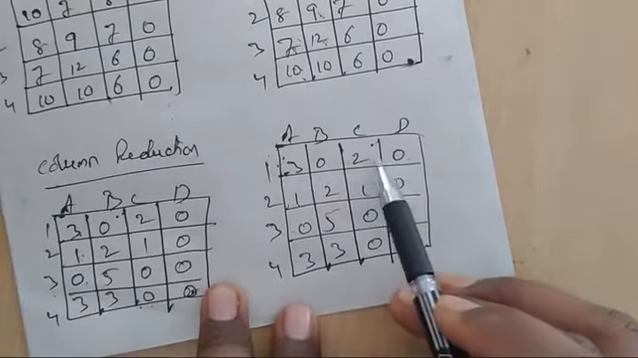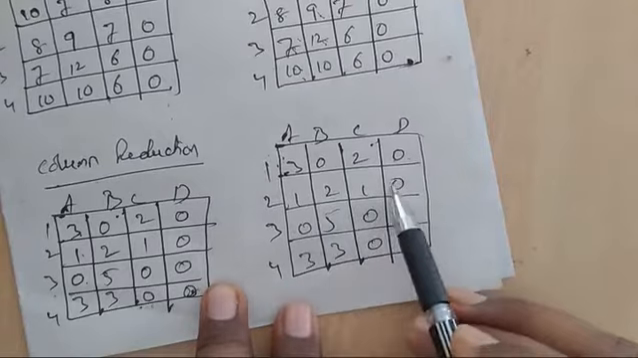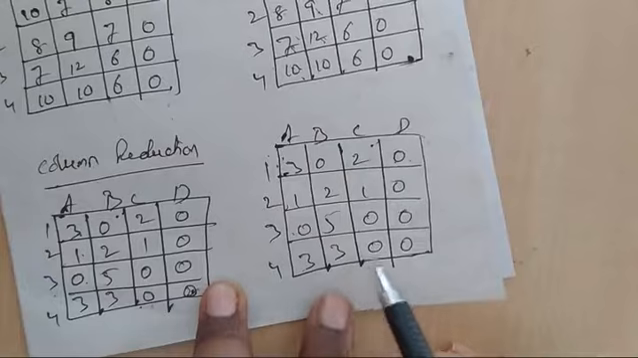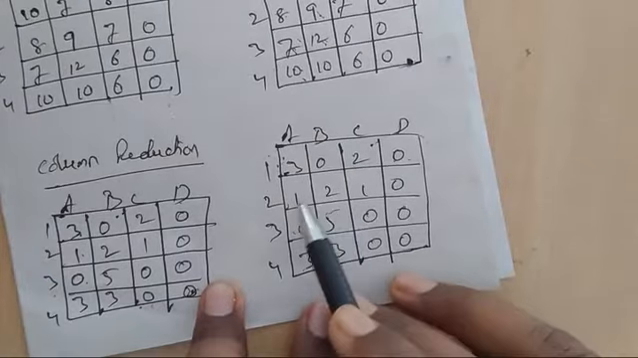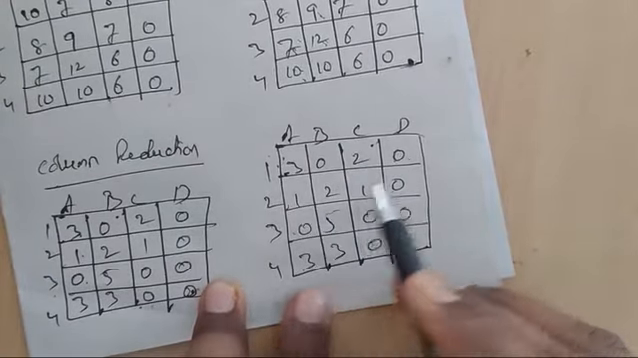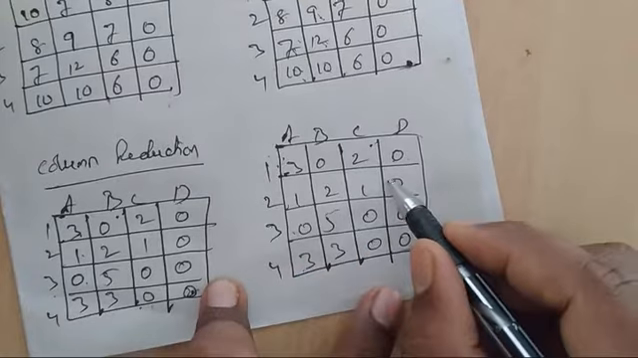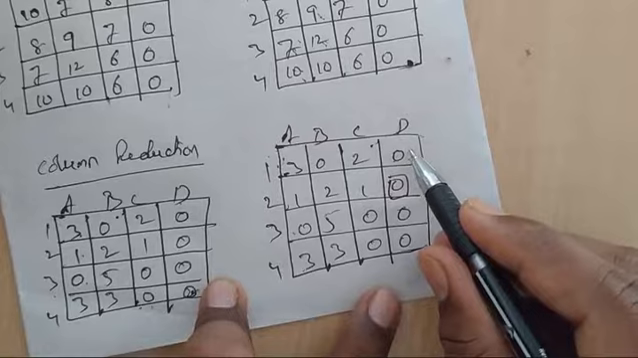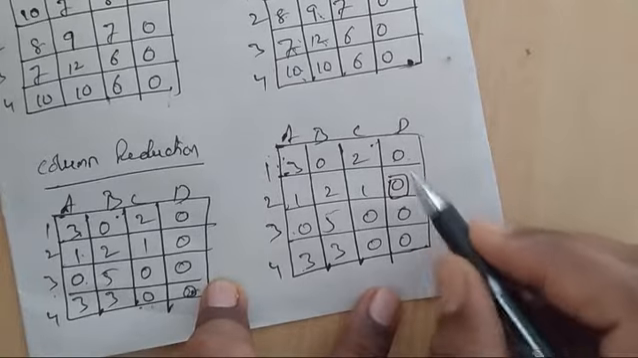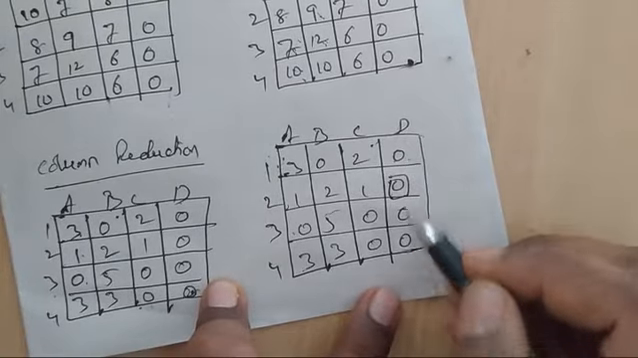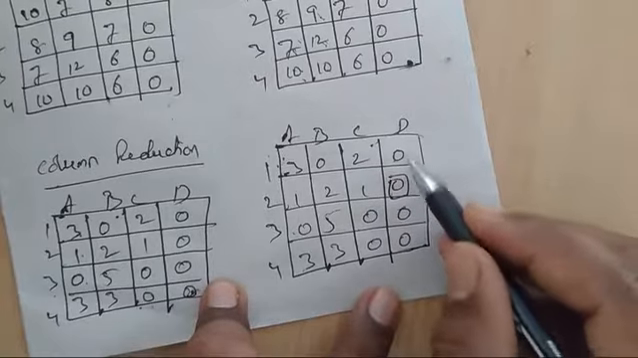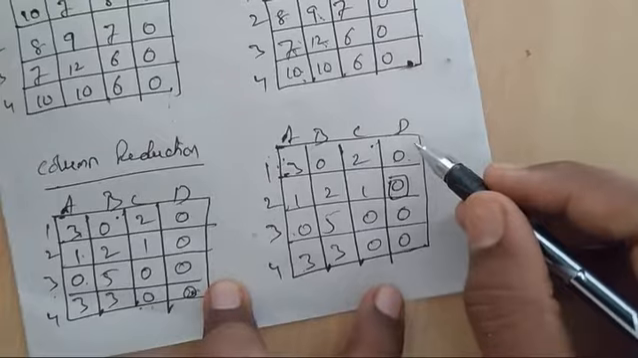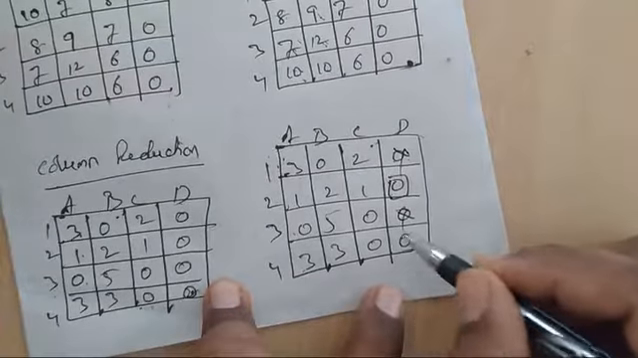The first row does not have a single zero. The second row has a single zero. The third row does not have a single zero. The fourth row does not have a single zero. We got a single zero only in the second row, so we make the assignment there. Wherever the assignment is made in a particular column, we have to mark the other zeros in that column if available.